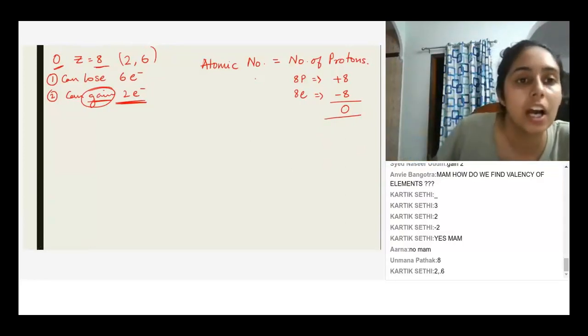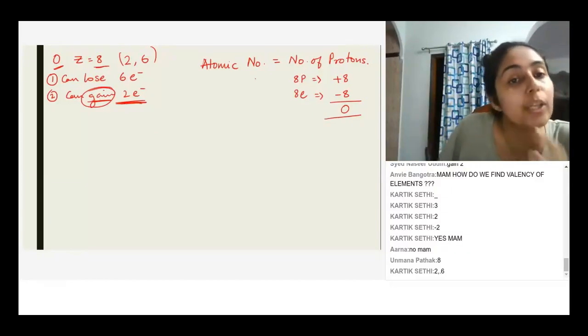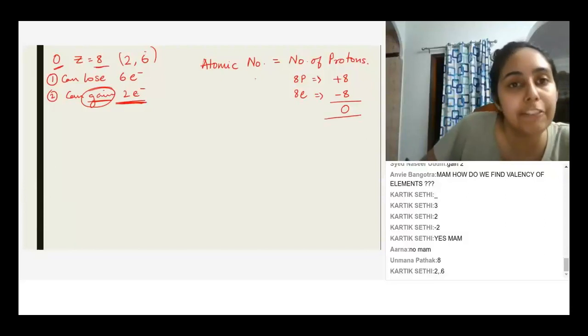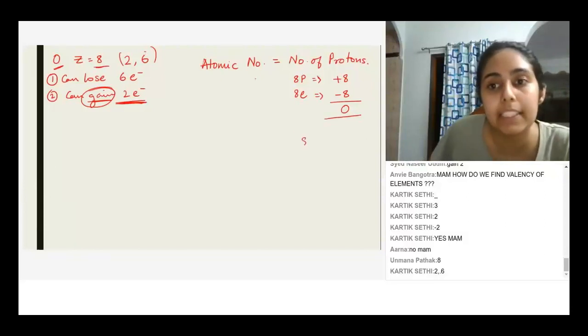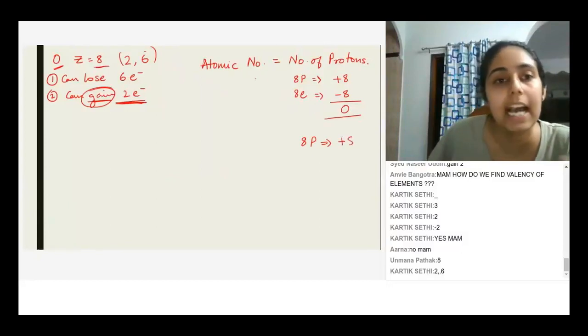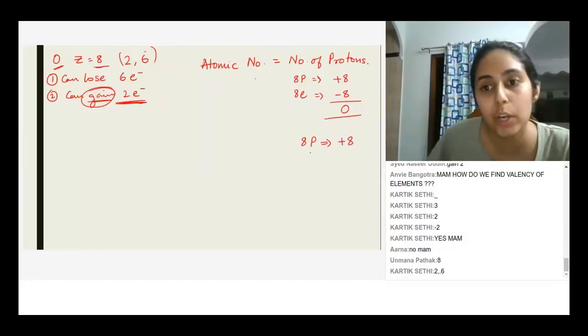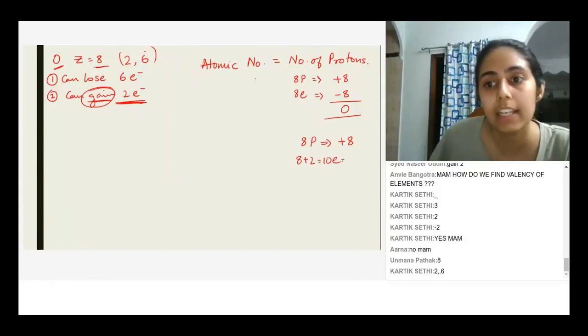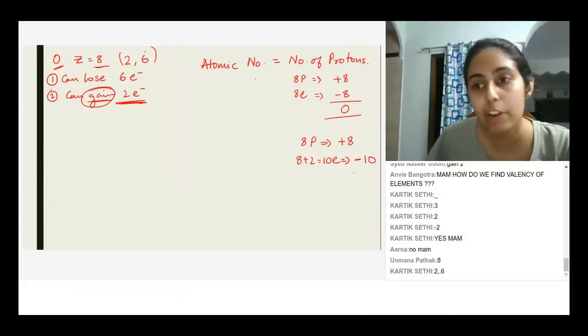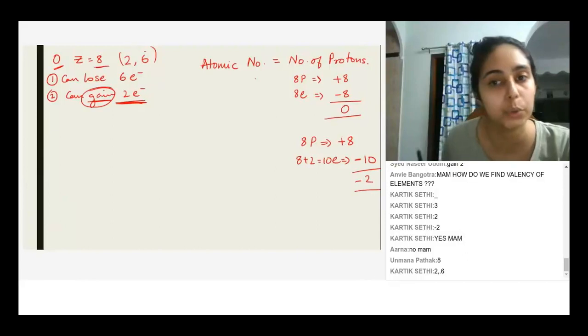Okay, so it can gain 2 electrons. It needs to gain 2 electrons in order to achieve octet configuration. If it gains 2 electrons, then what happens? 8 protons will remain 8 protons. Then it gains 2 electrons, so 8 plus 2, 10 electrons. Electrons have negative charge, so now if I do the total, I'll get minus 2. Correct?